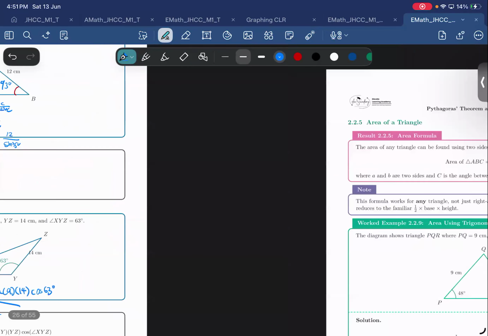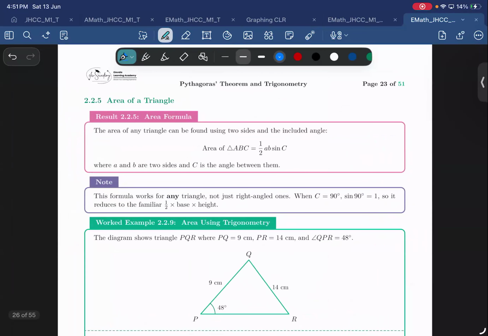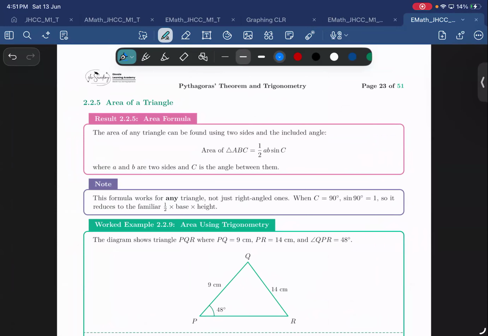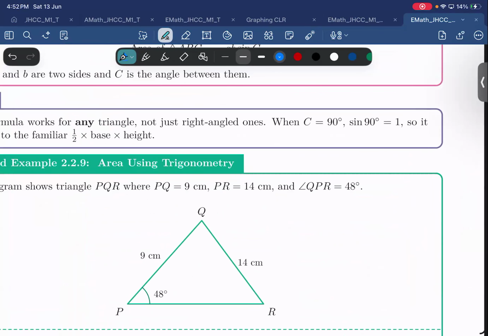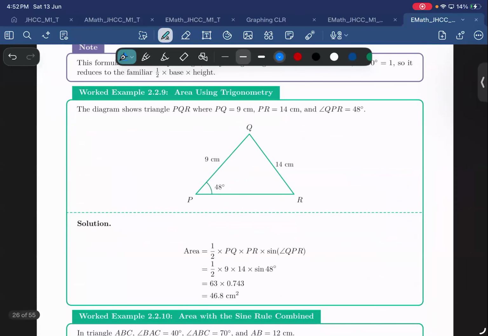Then lastly, area of a triangle. This one is very simple although it's the same notation. Half ab sine of capital C. So if you know two of the sides and the sine of the angle between them, you will know how to find the area of any triangle. It doesn't have to be a right angle. So in this question over here, you're going to use this trigo identity.